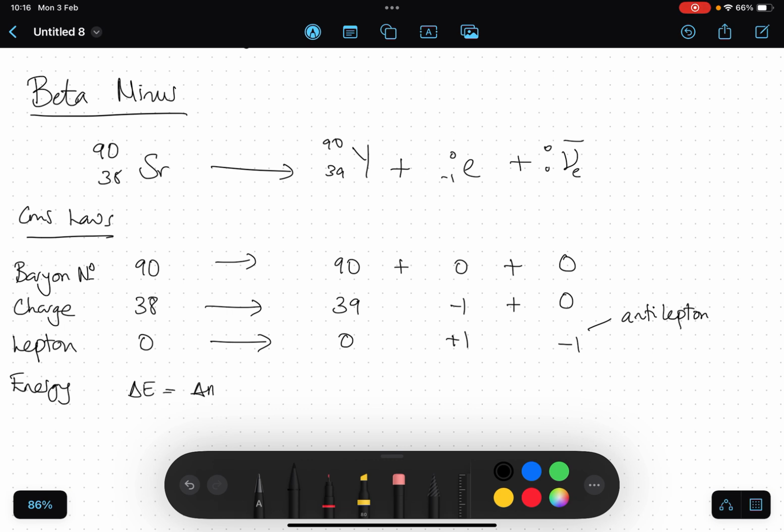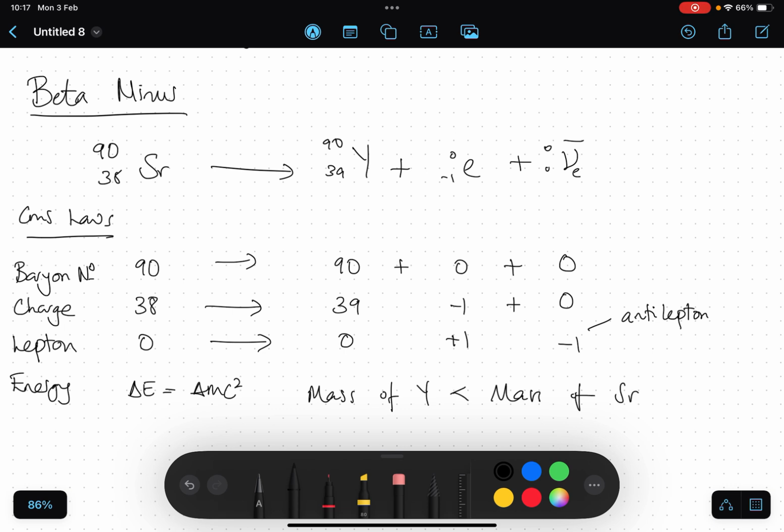Einstein's famous equation says that energy is stored in mass, and mass can release energy. Some people describe mass as just a form of energy, and energy as just a form of mass. Now, when we look at the mass of strontium and the mass of yttrium, we find that there's some kind of missing mass, and therefore there is a difference in energy between the strontium and the yttrium. So we find that the mass of yttrium is less than the mass of strontium.